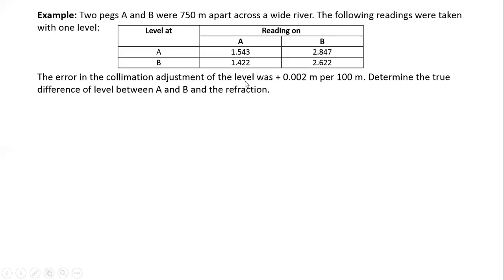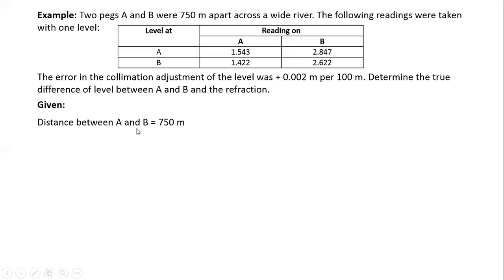So here you are given that this collimation error is 0.02 meter per 100 meter. So you have to find out how much is the collimation error for 750 meter here. You have to determine the true difference of level between A and B. You have to find two things: first of all, the true difference of level and the refraction correction. So let us discuss one by one.